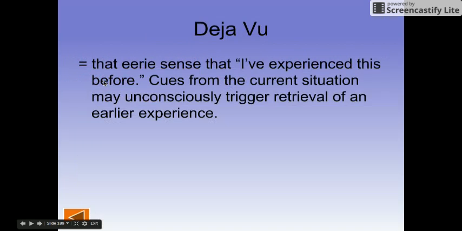Deja vu is another example of how we can misconstruct our memories. And we all know that deja vu is that eerie sense that you experienced this before. This is caused by cues in your current environment or situation that sort of unconsciously trigger retrieval of an earlier experience. These could be true or they may not be true. That's why it is contributed to misrepresentation of memories or misconstruction of memories.